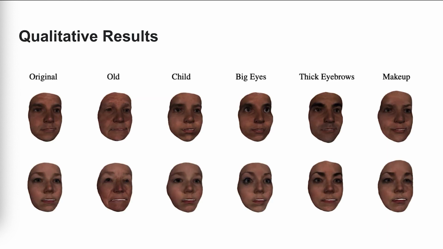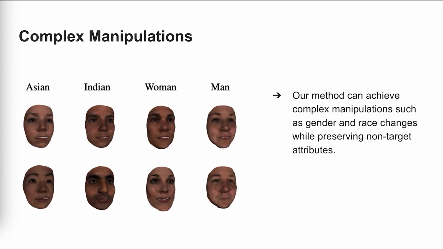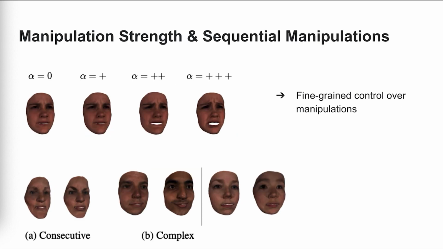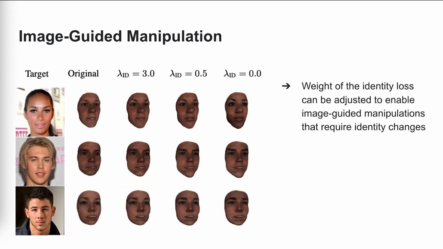Our results show that we can manipulate the original meshes effectively with various text prompts such as old, child, big eyes, thick eyebrows, or makeup, as well as more complex prompts that require gender and race changes. Furthermore, our method allows fine-grained control over the manipulation strength and can handle sequential manipulations. We also show how the identity loss weight can be adjusted to perform successful image-guided manipulations.